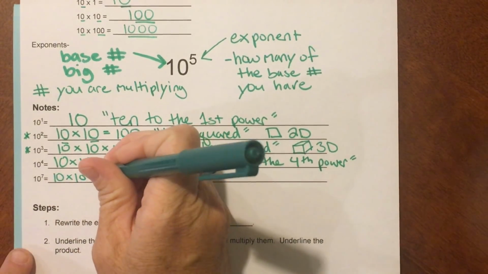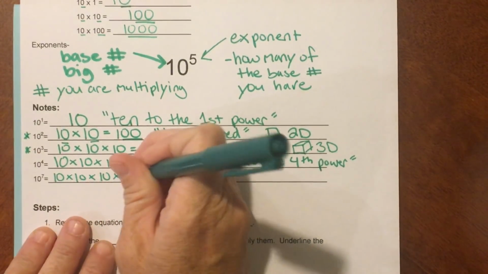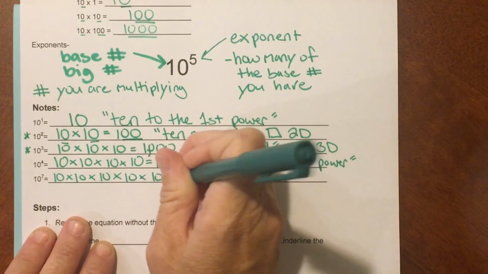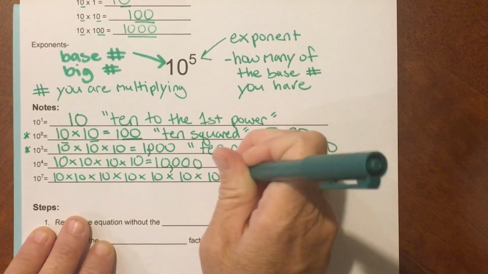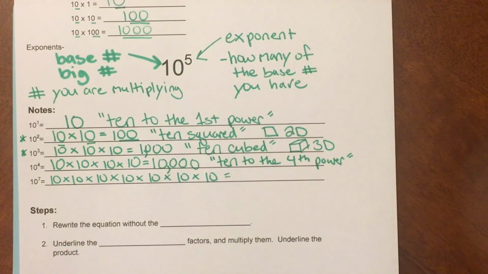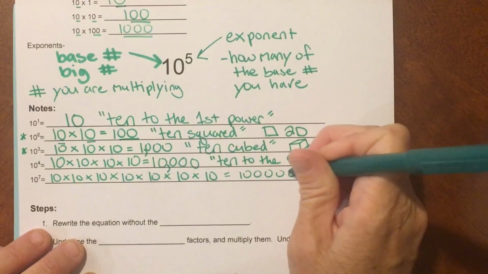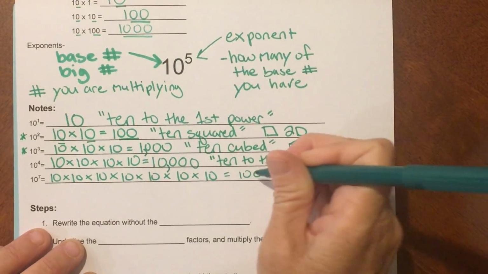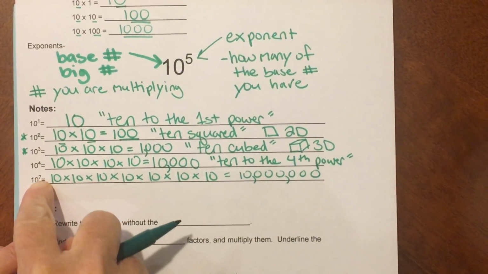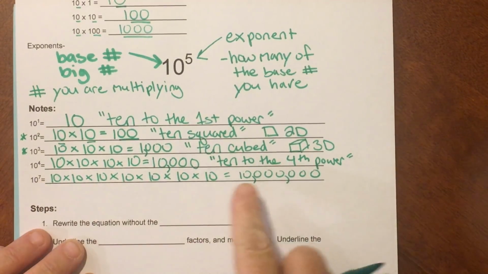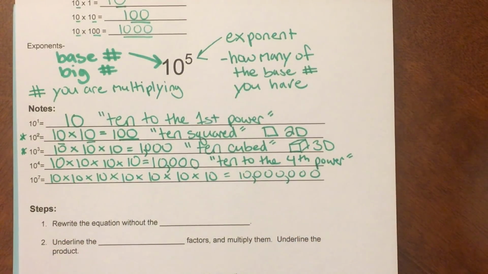Okay, 10 with the exponent 7. Hopefully you figured out it's going to be 10 times 10. Oh, that's 2. I'm going to need 3. That's my 4th one. 5, 6, and 7. And hopefully you can guess how many zeros that answer is going to have. 1, 2, 3, 4, 5, 6, 7. So 10 to the 7th power, which is how I would read it, is equal to 10 million.